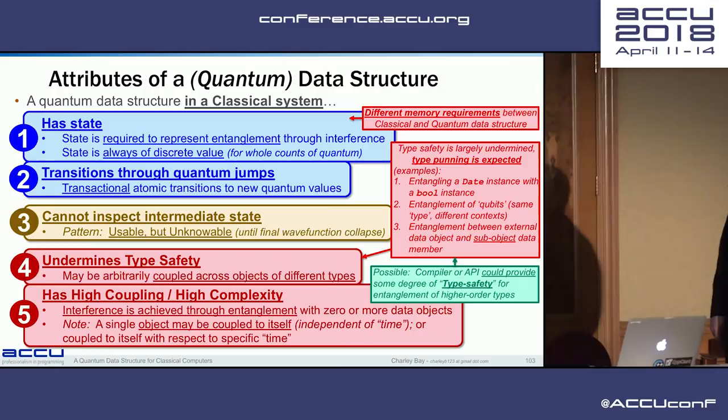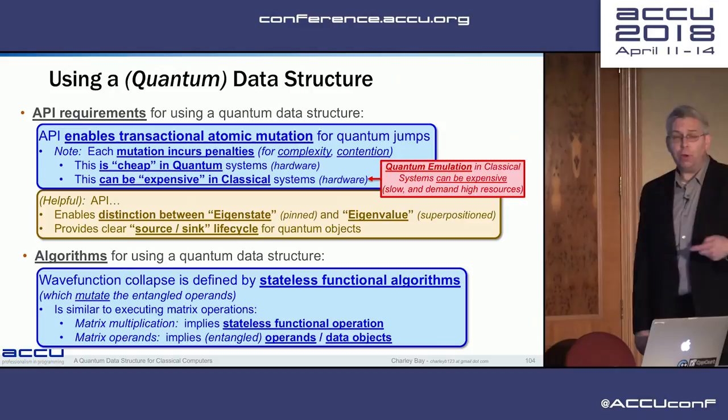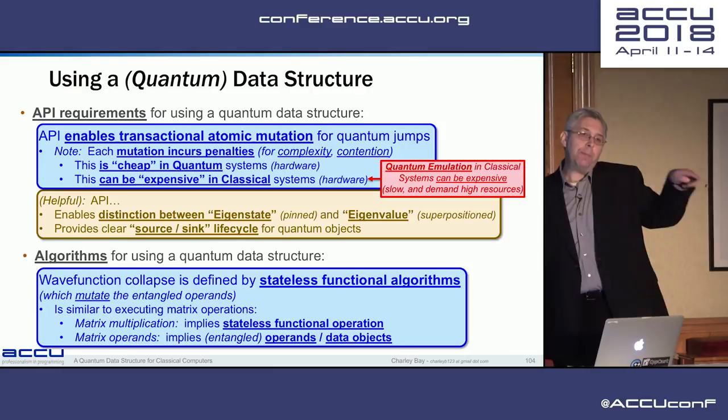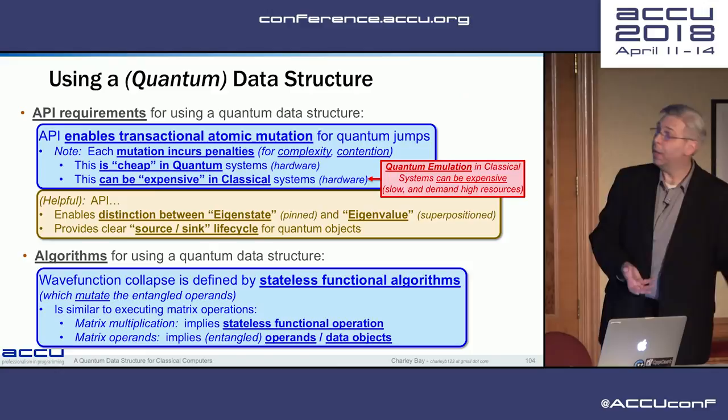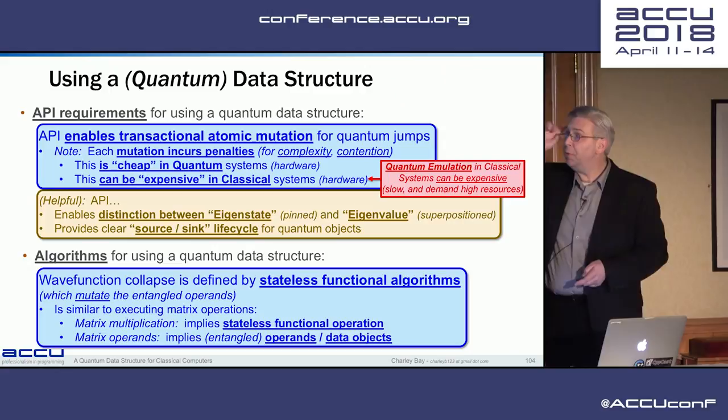So using it though, if you were to use these quantum data objects in your API, you're going to want to do transactional atomic mutation of the object. And you're probably going to want to know, did I collapse this thing yet or not? Is it an eigenvalue or an eigenstate? Because it's irreversible once you observe it. And then it's pinned, and then you're safe. So it's helpful to be able to distinguish between those things.